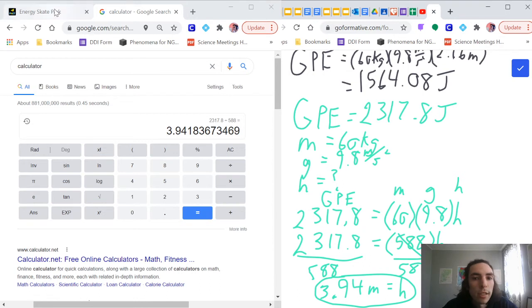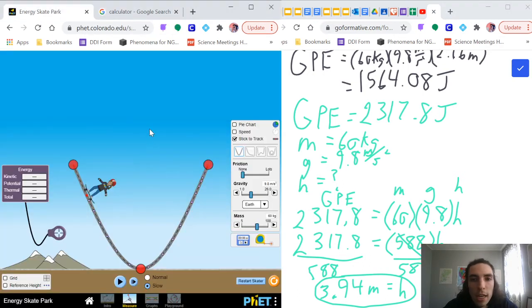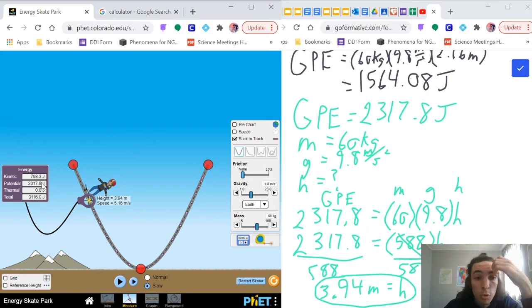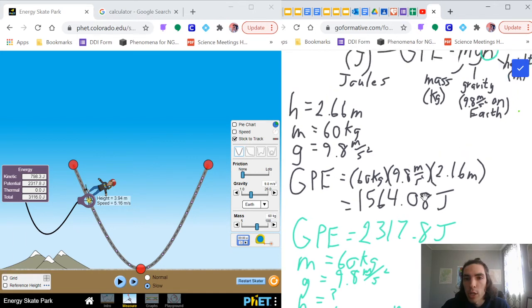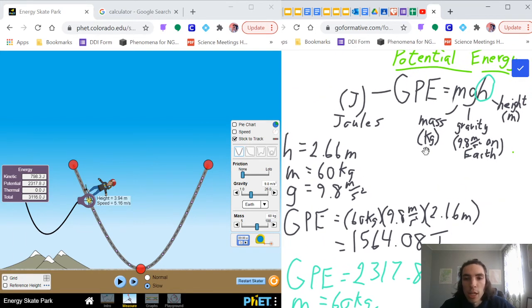So let's check to see whether or not this answer ended up being correct. Let's check the height. Let's get it in the simulation. Hey, this one was a closer match. I guess these were slightly less rounded than some of the other answers, so that height did in fact end up being 3.94 meters.